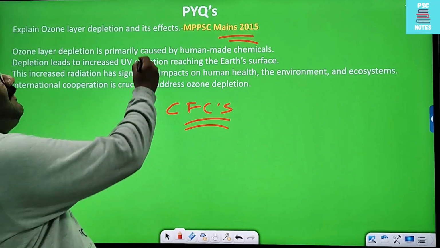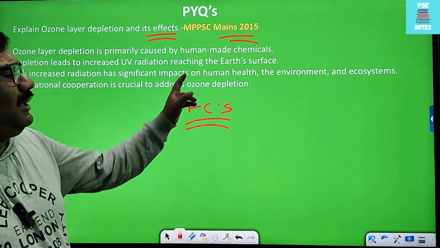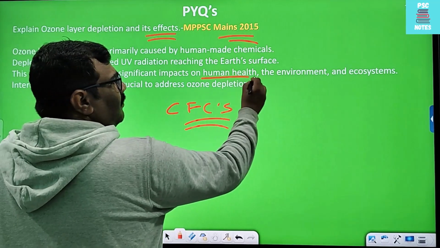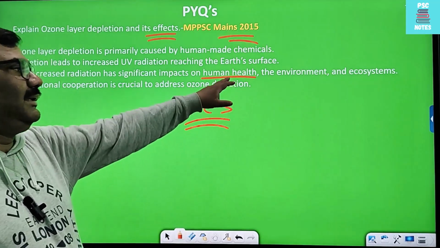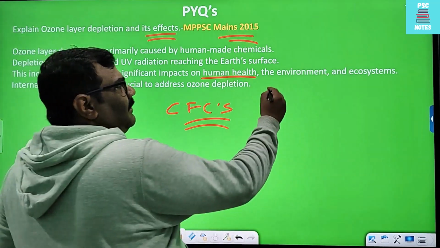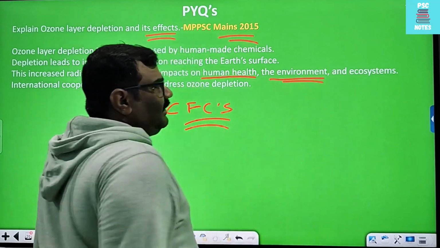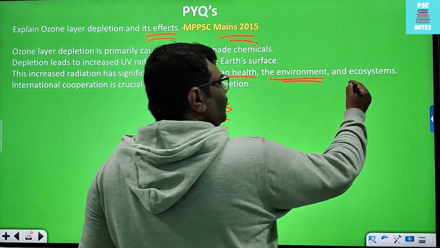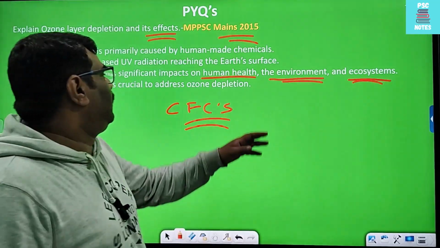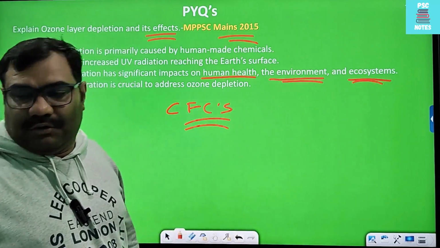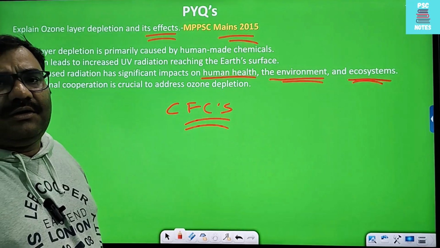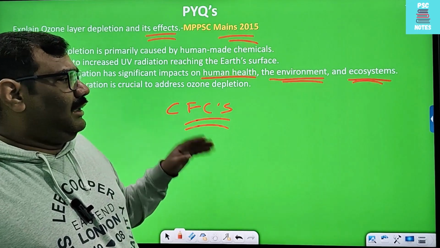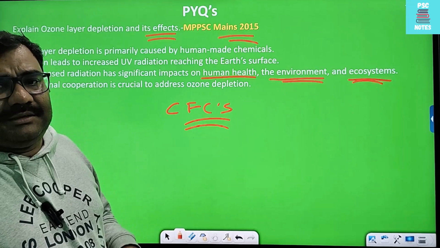Now, regarding the effects, we have to mention all three. Human health: it leads to cataract, skin cancer, and immunosuppression. Regarding the environment and marine life, and further the ecosystem, also the effect on agriculture and economy. Okay, international cooperation like restricting all the illegal chemicals.